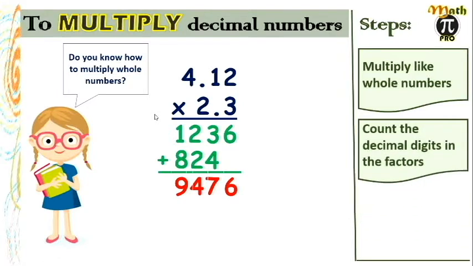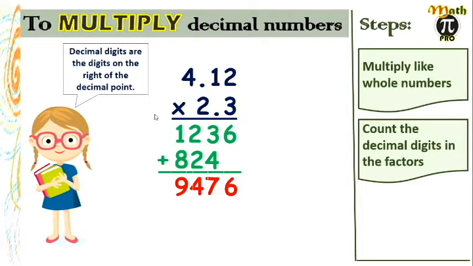So how do we do that? We just count the decimal digits in the factors. And what are decimal digits? Decimal digits are the digits on the right of the decimal point. So in our first factor, 1 and 2 are the decimal digits, while in the second factor, 3 is our decimal digit. So we have 2 in our first factor and 1 in the second factor. All in all, we have 3 decimal digits.